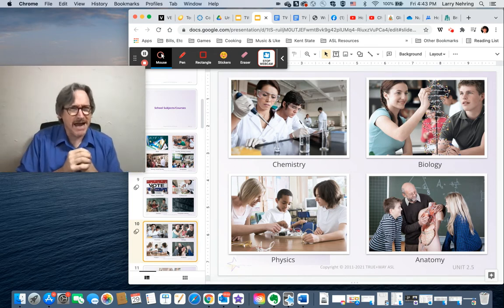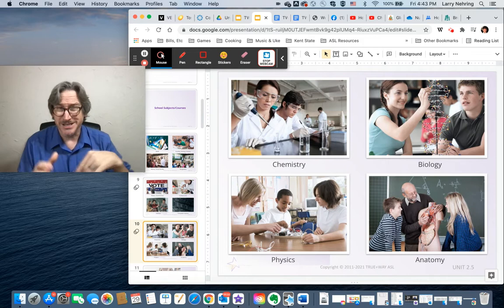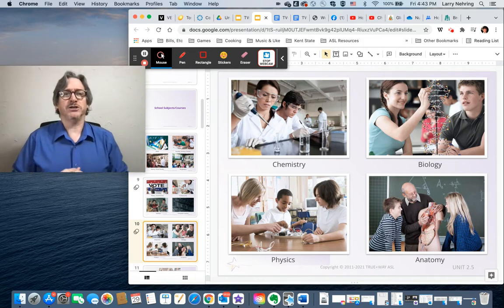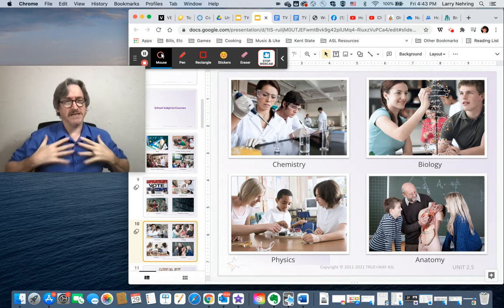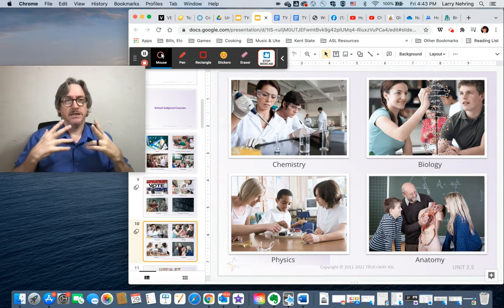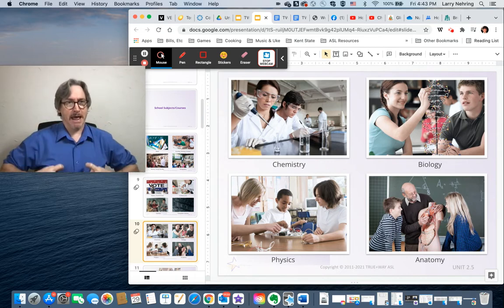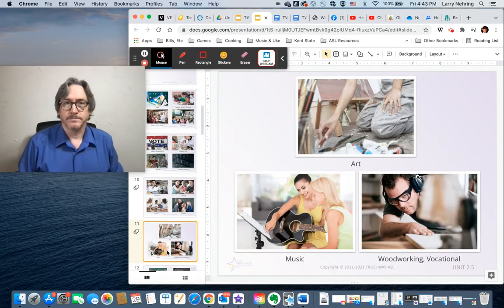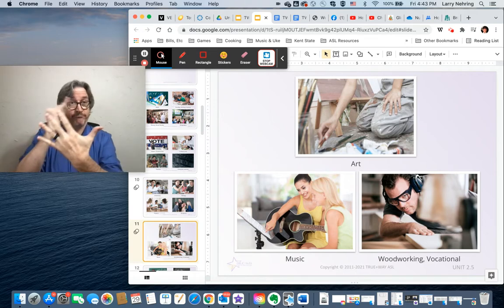Now, for anatomy, I've also seen there are many variations. What's the Sign has a couple of variations, but I've seen body and like body analysis.